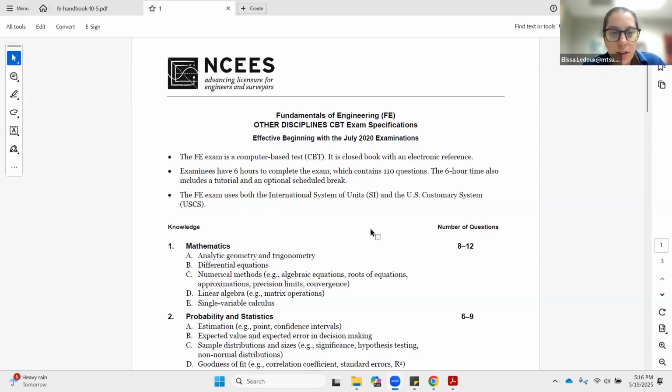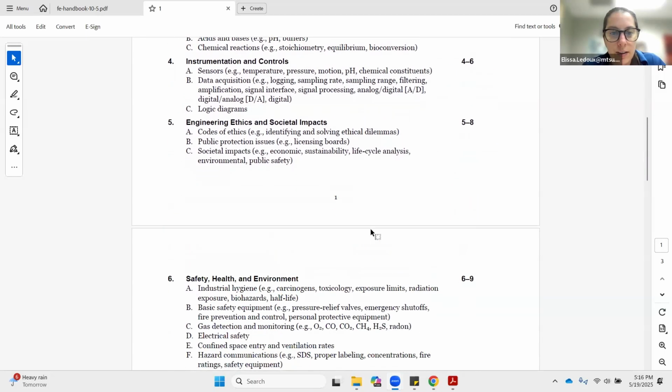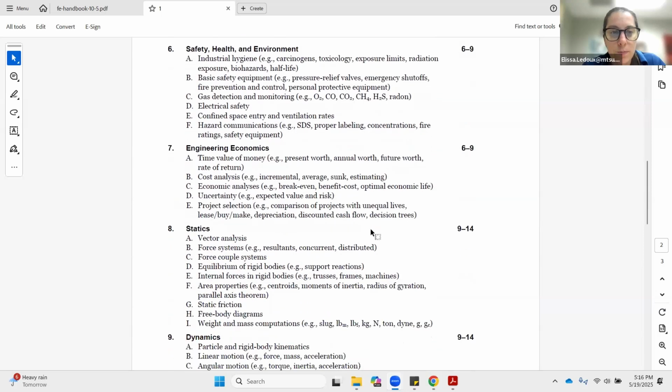This module covers engineering economics. So that is now on the second page. You will have about 6 to 9 questions on engineering econ, and they'll cover these different topics. So the time value of money. This is the main thing where you use the formulas as far as like present value, future value, that kind of stuff.